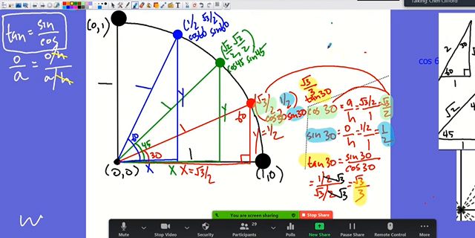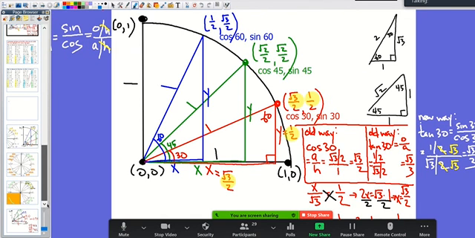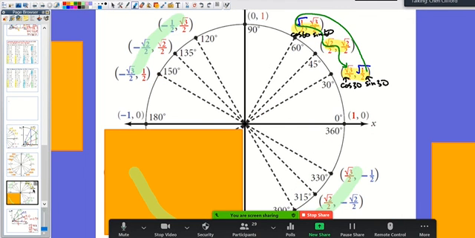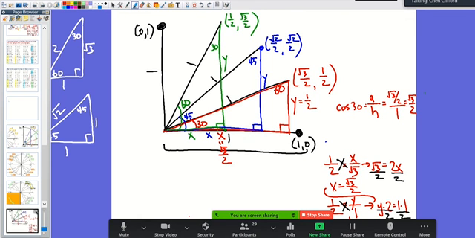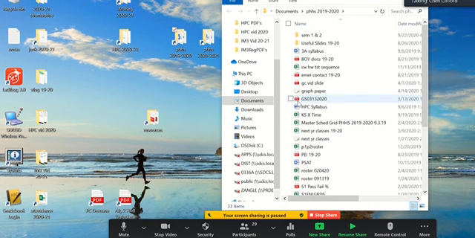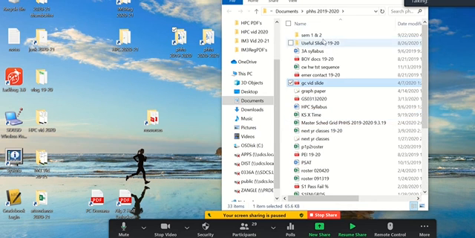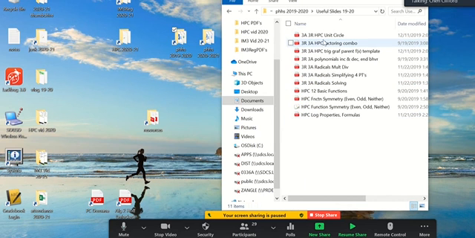I think that wraps up this lesson. Let's see if I can briefly find the unit circle with tangents. I should have it somewhere here. Let's see, unit circle. Where's the one with tangents written in it? I have it from last year for sure. Where's my unit circle at? Useful slides. UC. Here we go.